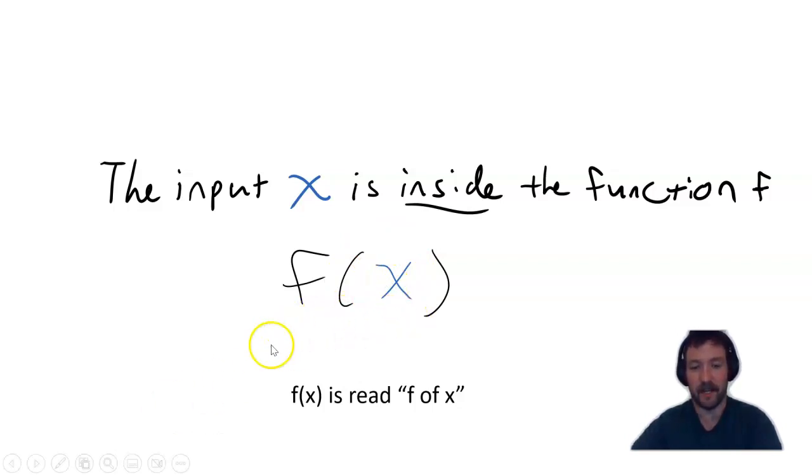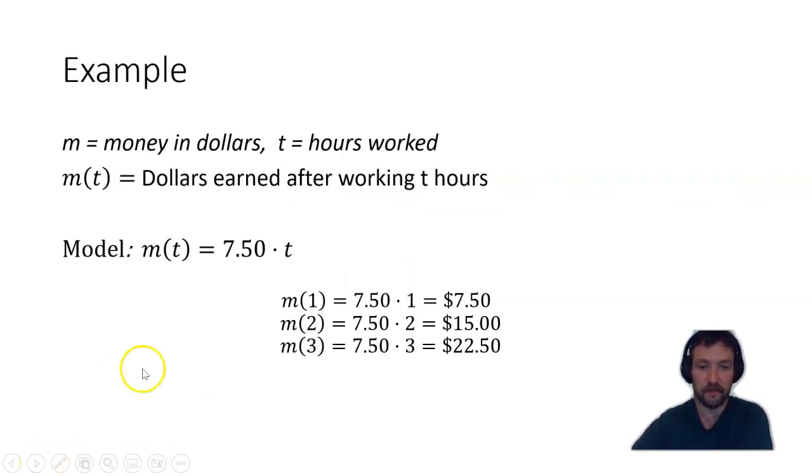You'll see f of x as sort of the common choice, but other variable letters work too. So let's look at an example. Say that m is a variable representing the amount of money in dollars, and t is a variable representing how many hours you've worked. Then m of t represents the dollars that you've earned after working for t hours. Again, the whole point is that this now looks like the t, the amount of time, goes into this function, and what comes out is m, the amount of money.